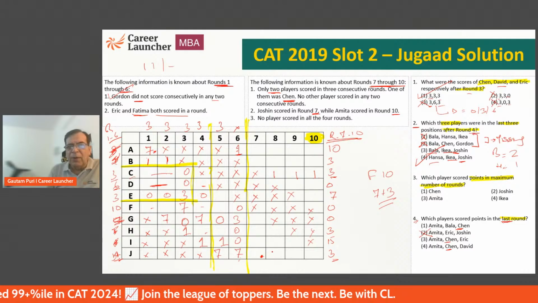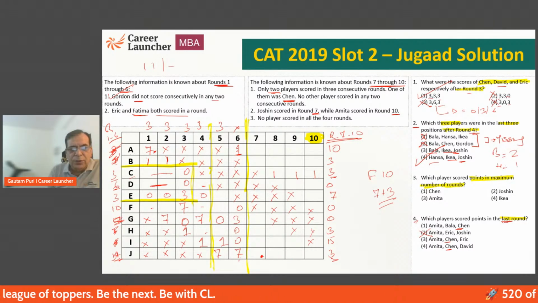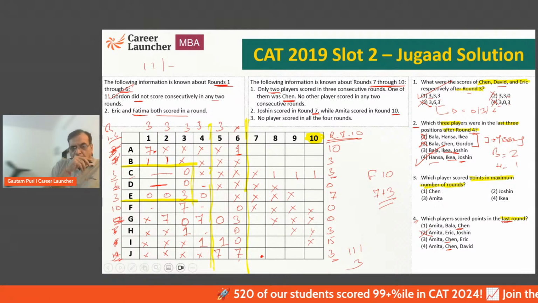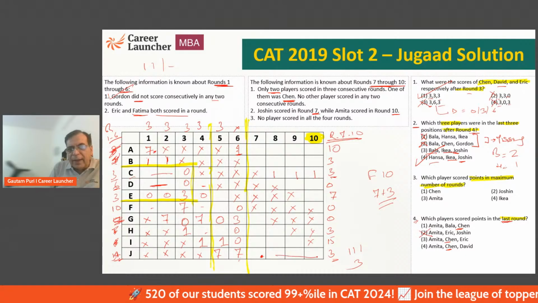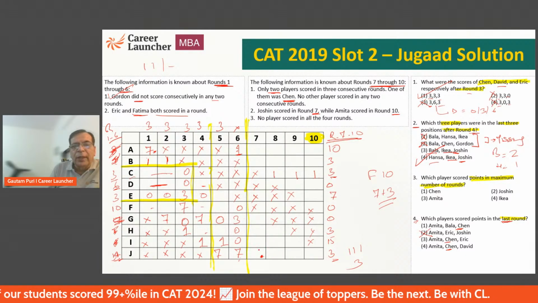Anyone who can tell me why it will be 3? Because the only way Joshin can get a total of 3 is 1, 1, 1 or a single 3. Now these 3 ones are already occupied. So Joshin cannot get 3 ones. It will only get 3.